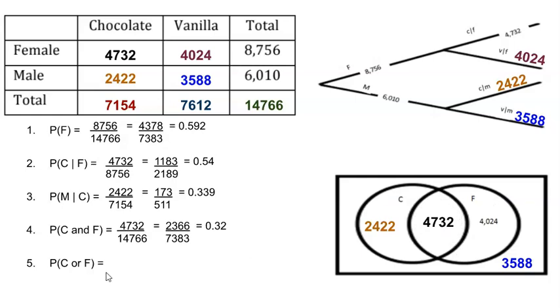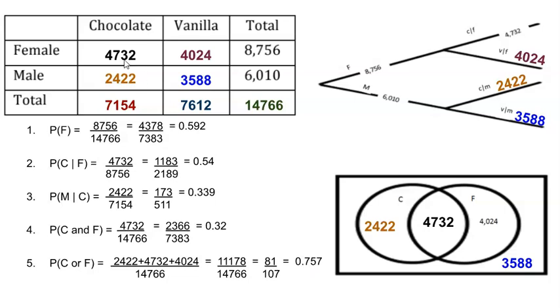Chocolate or female, so the probability that someone chose chocolate or is female would be, if you go to your Venn diagram, the number of people who are male and chose chocolate, those that are female and chose chocolate, and those that are female and chose vanilla. So they could be chocolate or vanilla. So you have everybody who's represented right here. So you can just add those values and divide that by the total to find 0.757 as your probability.